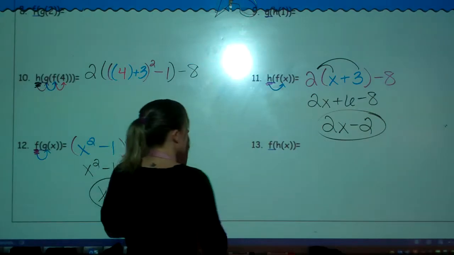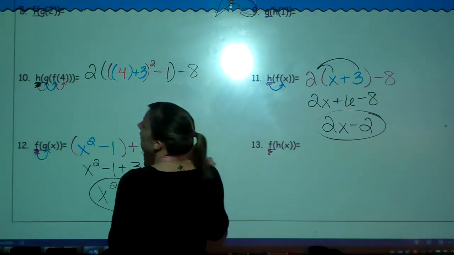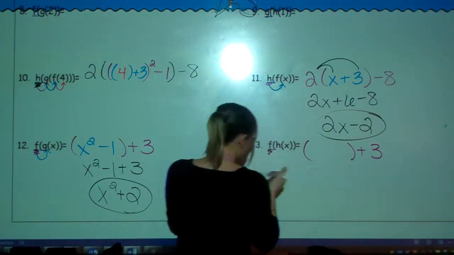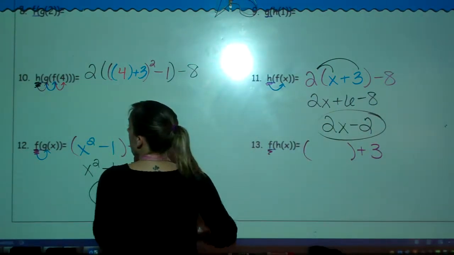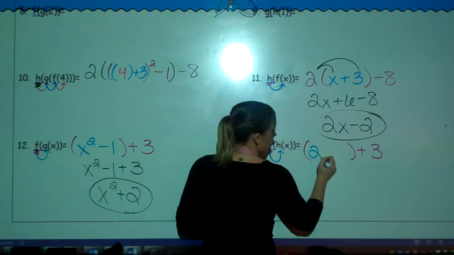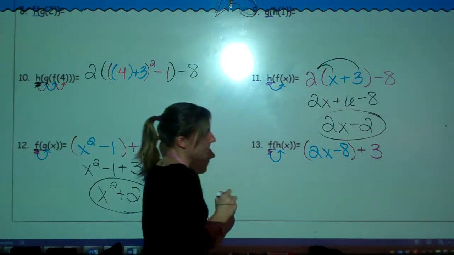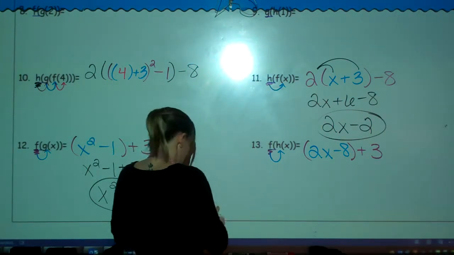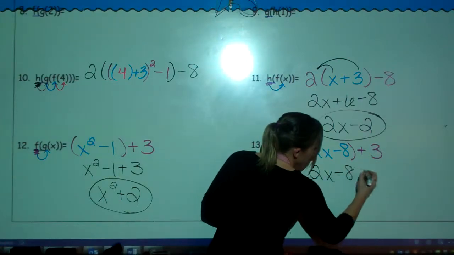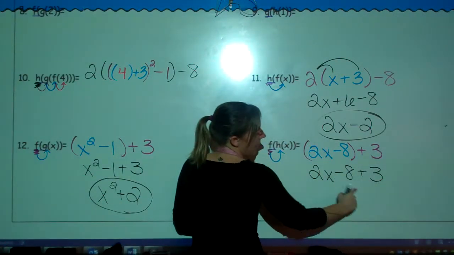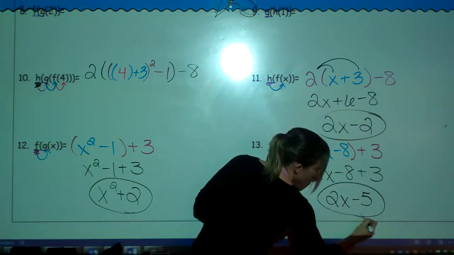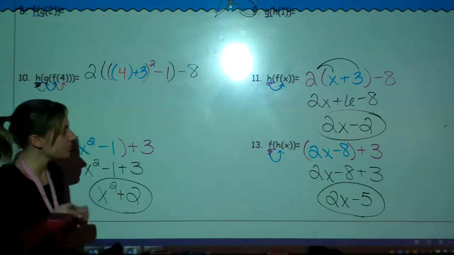Alright, so here we start with our f function, which is, again, x plus 3. And we are going to put in our h function, which is 2x minus 8. And, again, there's no distributing or anything, so that's really just 2x minus 8 plus 3. You can combine negative 8 and positive 3, and that's 2x minus 5.